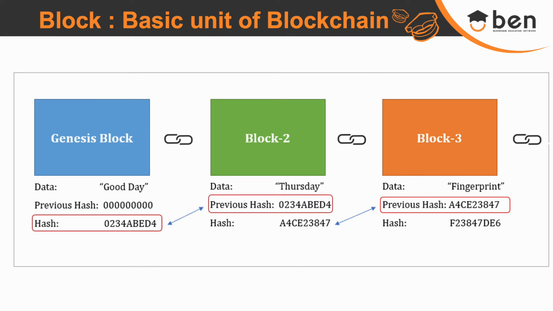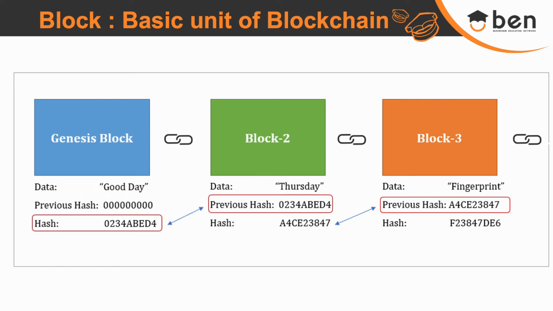Now let's talk about the block, which is the basic unit of blockchain. As we have discussed previously, all the blocks are tied to each other in the form of a chain. The very first block is known as the Genesis block. As you can see, the previous hash for the Genesis block is null or all zeros, as it is the very first block. But depending upon the data of the Genesis block, a unique hash value has been created for it.